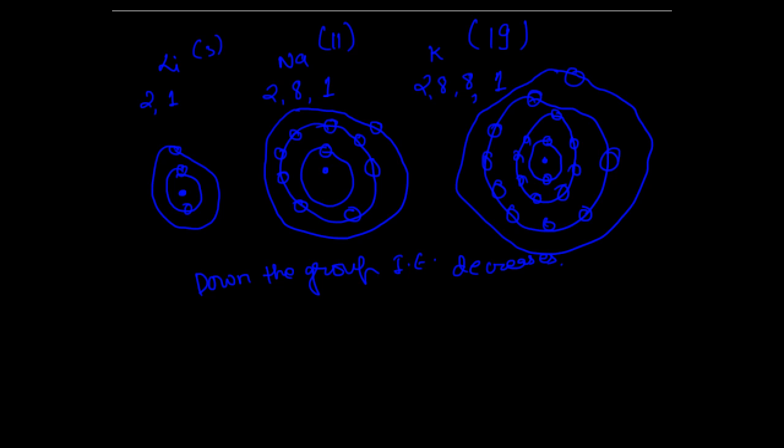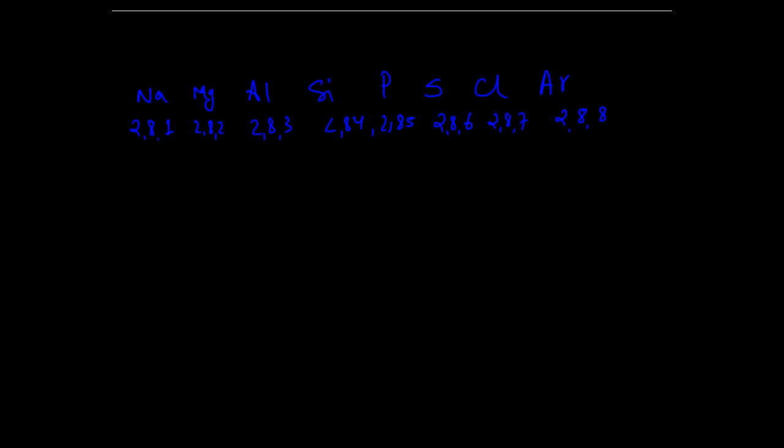What will the ionization energy be across the period? Now let's look at that. Let us consider period 3, that is elements from sodium to argon: sodium, magnesium, aluminum, silicon, phosphorus, sulfur, chlorine, and argon. Sodium has an electron configuration of 2-8-1, then 2-8-2, 2-8-3, 2-8-4, 2-8-5, 2-8-6, 2-8-7, and 2-8-8.